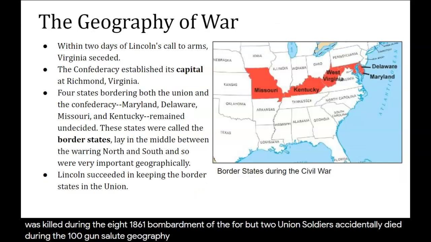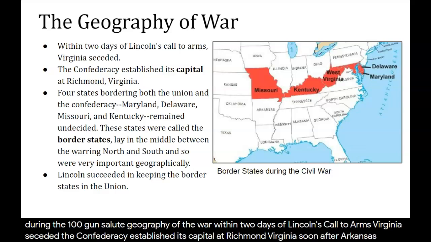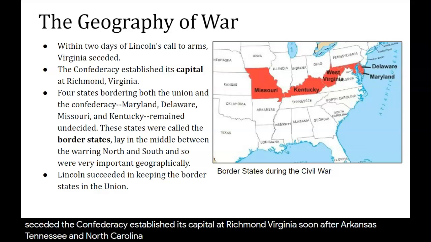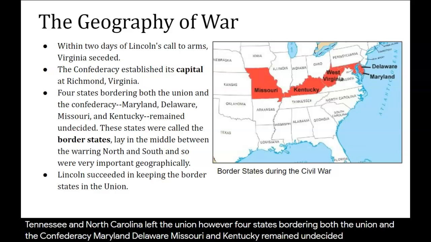The geography of the war. Within 2 days of Lincoln's call to arms, Virginia seceded. The Confederacy established its capital at Richmond, Virginia. Soon after, Arkansas, Tennessee, and North Carolina left the Union. However, 4 states bordering both the Union and the Confederacy, Maryland, Delaware, Missouri, and Kentucky, remained undecided.